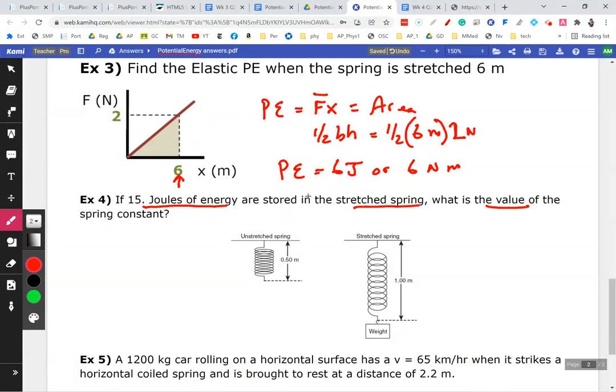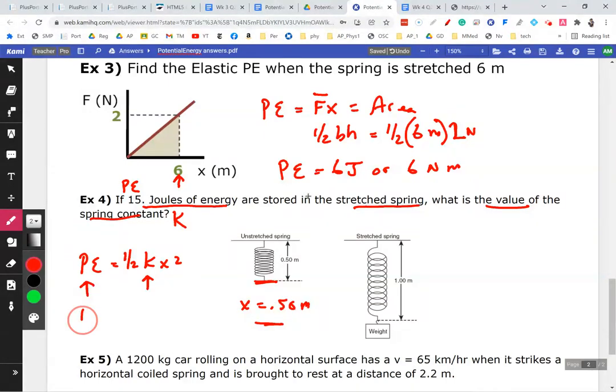What is the value of the spring constant? So we go right away to the equation that we got in the previous page. Why? Because they've given me the PE and they want the K, the spring constant. That's K. This is PE. And the stretch is the difference between what it is with nothing on it, 0.5, and then you put something on it, it's 1. So the stretch is 0.50 meters.